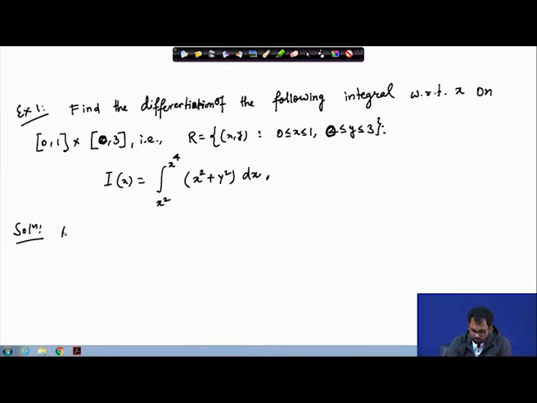Now, we can write at least one line: that the conditions for Leibniz rule of differentiation are satisfied.